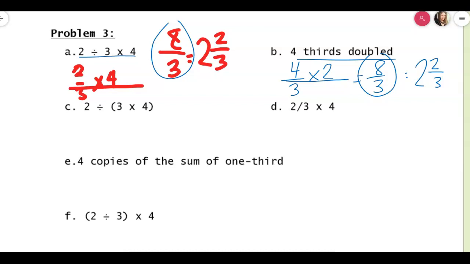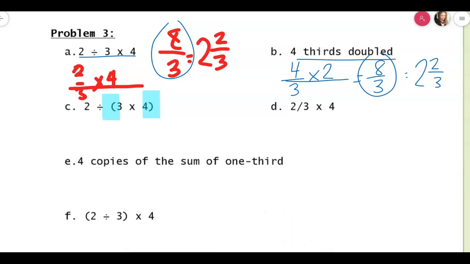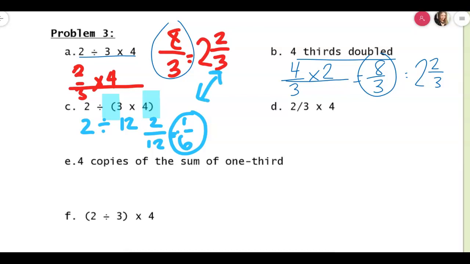Now C looks a lot like A. If you can see, we see the 2, the division sign, the division sign. These parentheses are new to C. A doesn't have those parentheses. Let's go ahead and solve C and see if we get a different answer. Okay, so first we're going to do the parentheses. So 3 times 4 is 12. We're going to now do 2 divided by 12, which also can be reduced or simplified to 1/6. Wow, when we added those parentheses, we did get a different answer. Those parentheses really do matter.